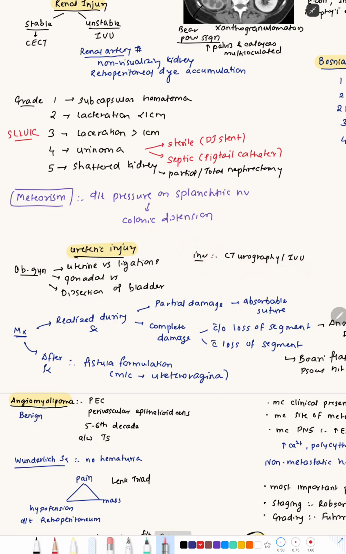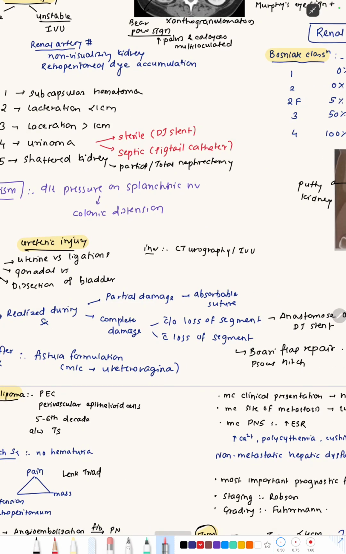The management: if ureteric injury has happened, if it is realized during the surgery by the surgeon, by the obstetrician, then either it can be a partial damage or complete damage. So if the partial damage is present, absorbable sutures can be placed. If it's a complete damage, then we have to see if the loss of segment is present or not. If there is no loss of segment, then simply anastomosis or the stenting can work. If there is loss of segment, then in that particular case, Boari flap repair or psoas hitch can be done.